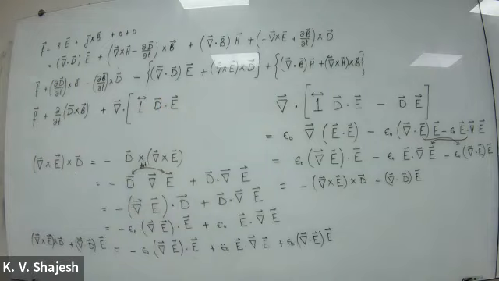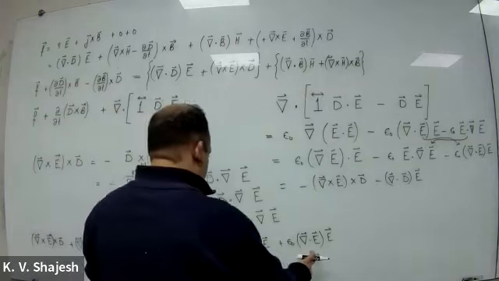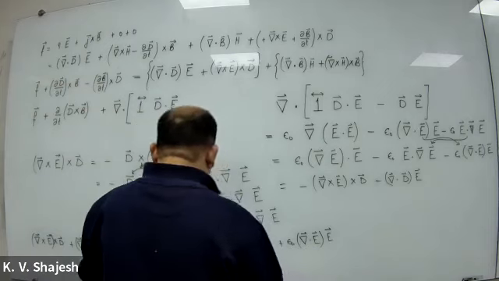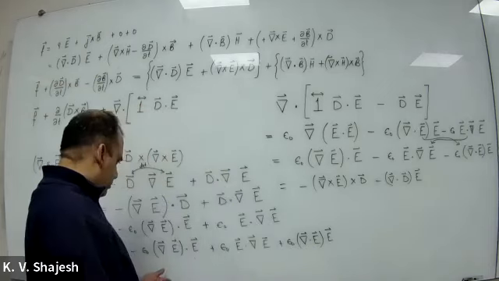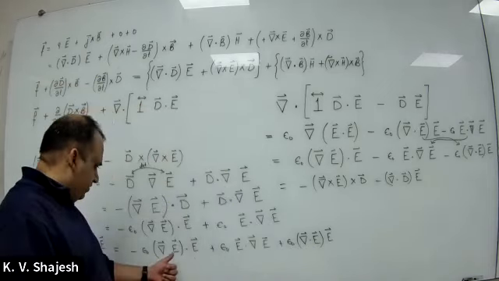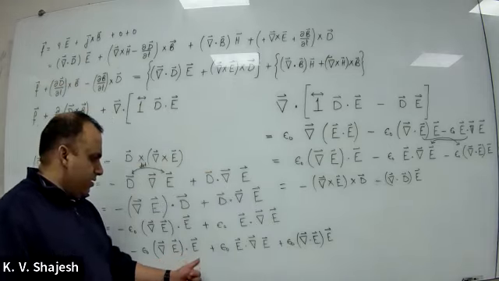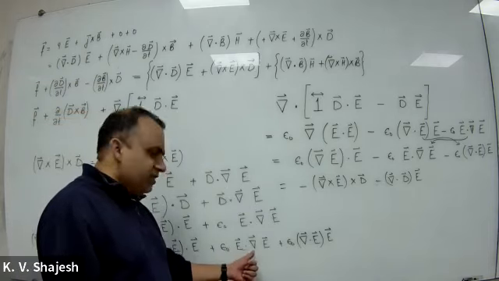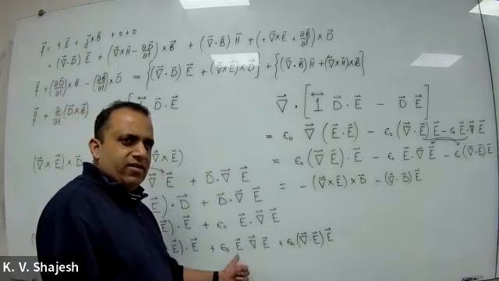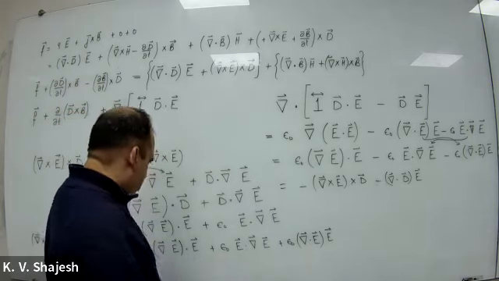Did I miss something? In the last line, the first one, am I missing something? Don't they cancel out, the first and the second term? The last line, this one and this, the first and second. No, right? Because this is not E dotted with E. Here E is dotted with this gradient. So it is a different operation.